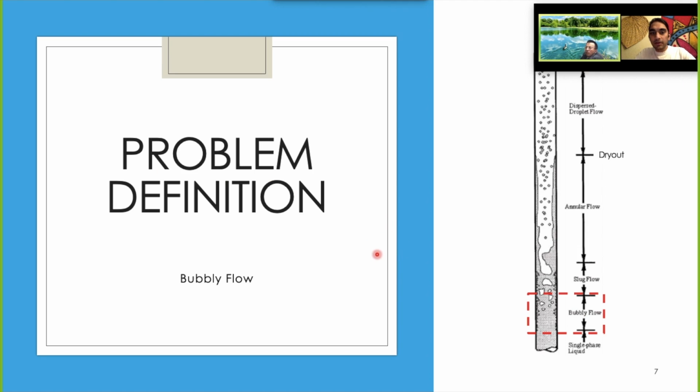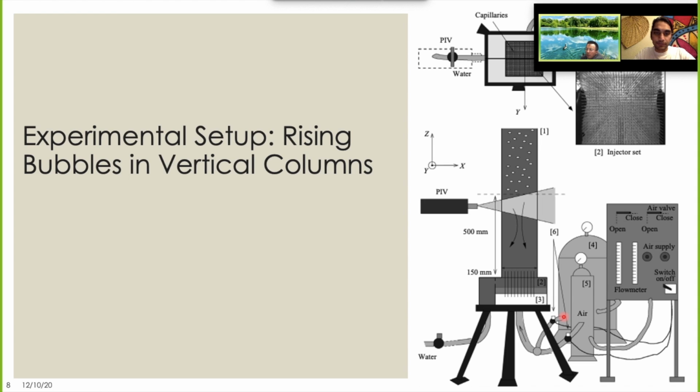So the problem definition is basically when you're looking at flow in a pipe, you can have single phase flow, you can have bubbly flow, you can have slug flow, etc. However, this presentation will solely focus on bubbly flows that Drew talked about yesterday also.